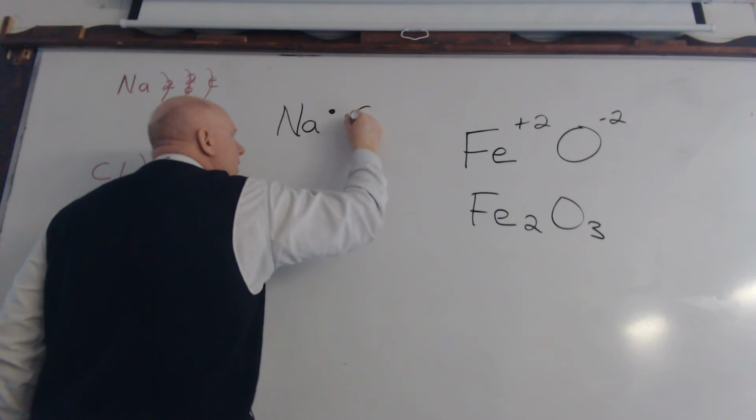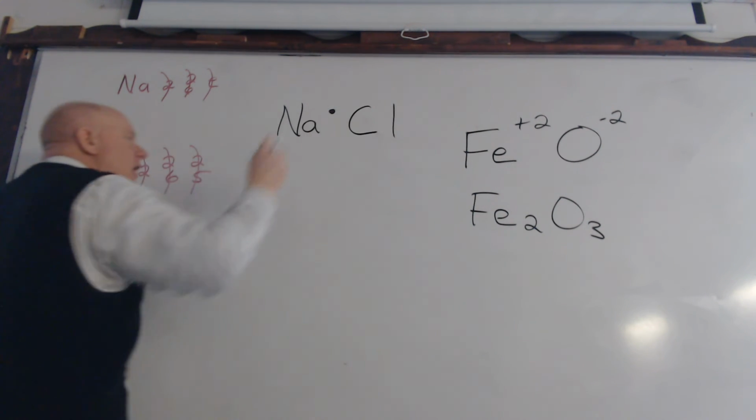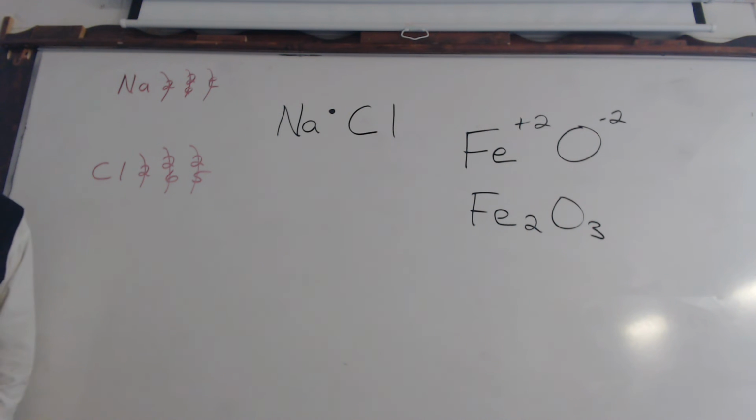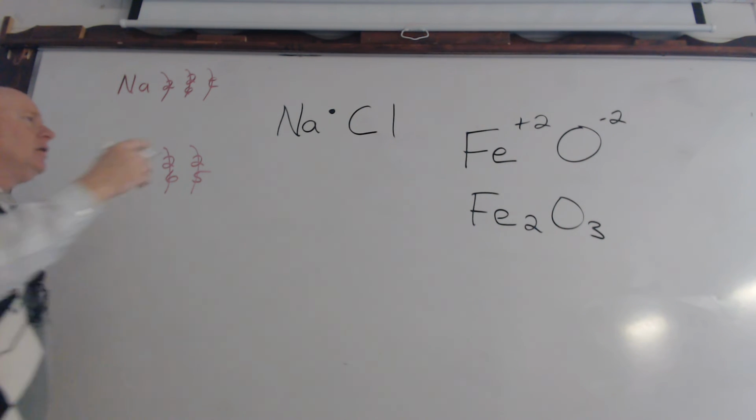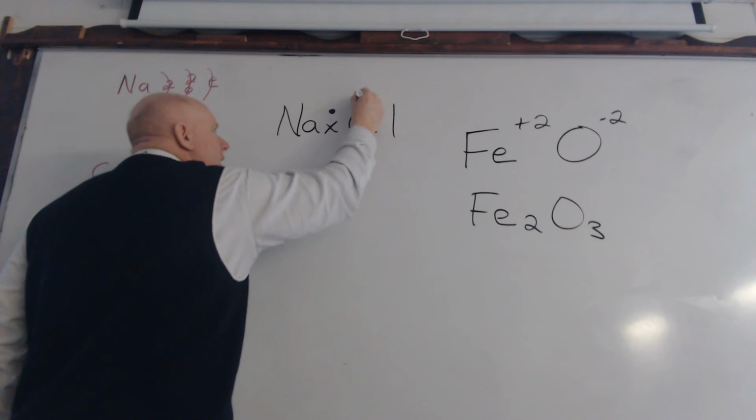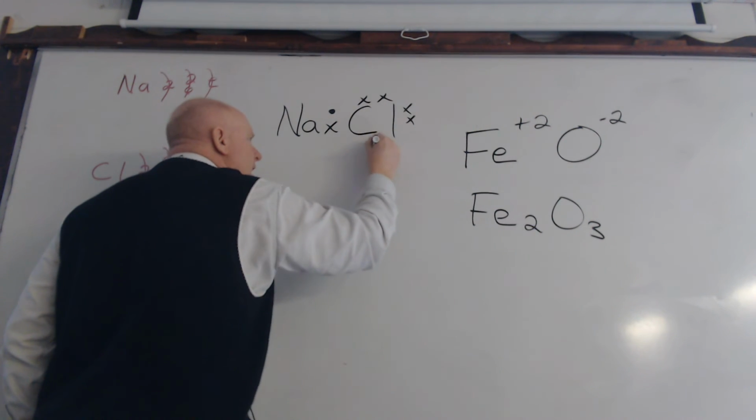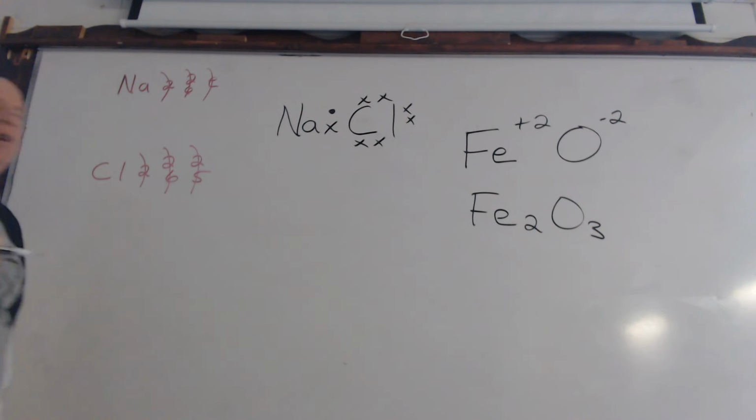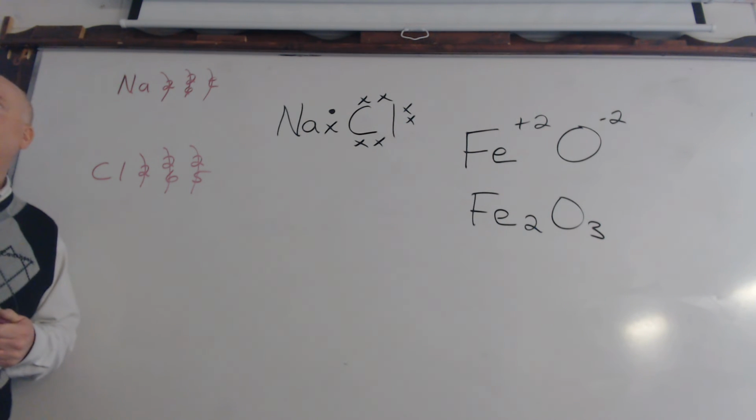Then when it comes to chlorine, how many valence electrons does it have? It's got 7. Typically, the best way for you to understand this is to show X's where electrons come from one element and dots where they come from another. That's all that means. So you're going off the number of valence electrons. Yes. Then if chlorine has 7 and sodium has 1.